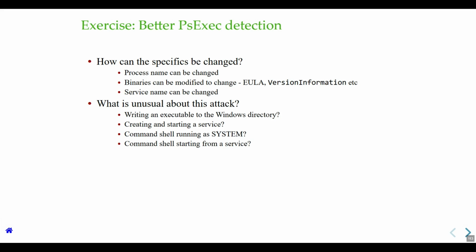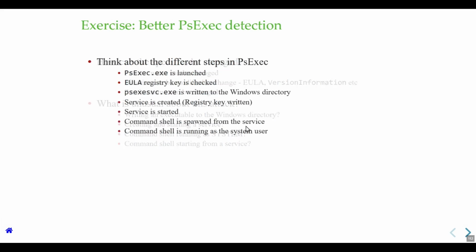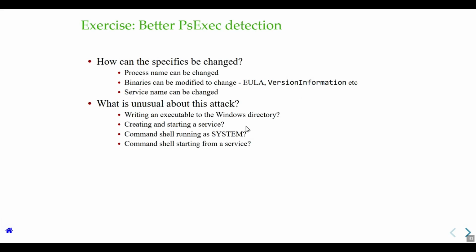What we try and do is distill the things that are difficult to change about this attack. How this attack works is that we copy a file to the Windows directory because we are installing a service, and then the service is running. And because the service is started, the shell is going to run as system. That's kind of the point of the attack. So that's unusual, and you can't change it because that's really what the attack is. So that could be a good signal. There's a difference between just having lots of signals and having good signals that are difficult to change.